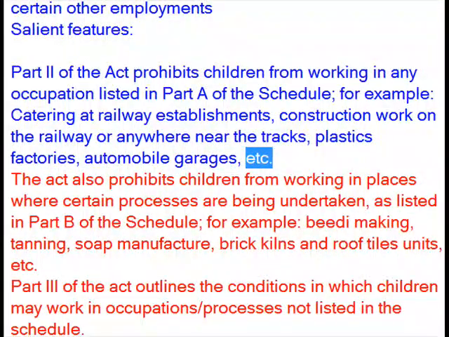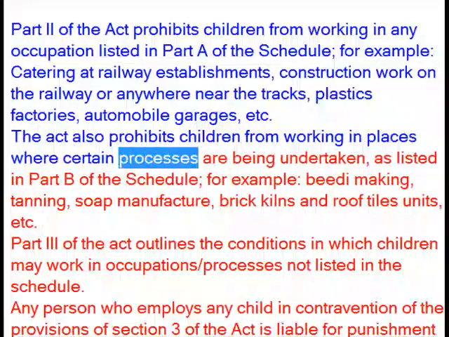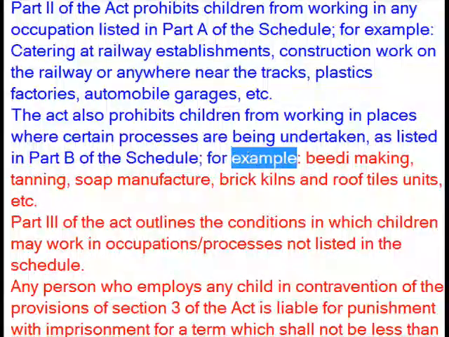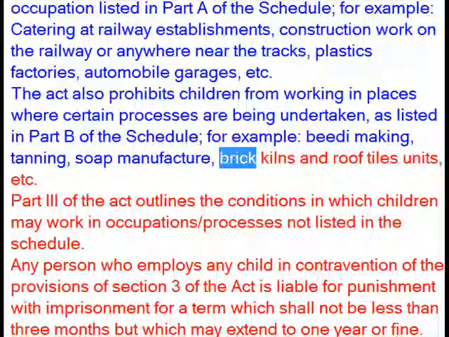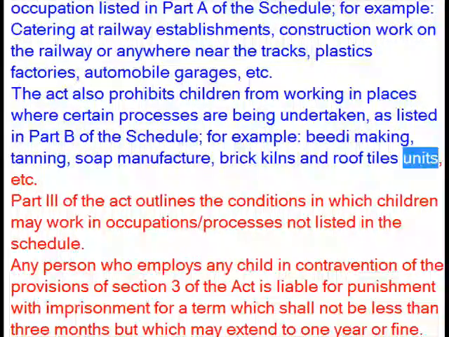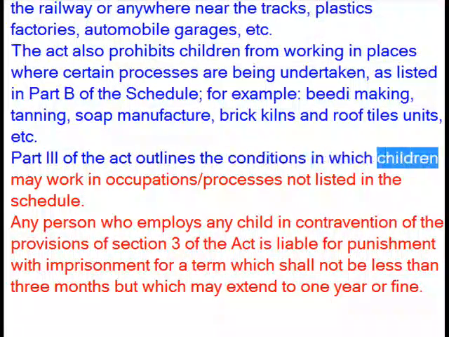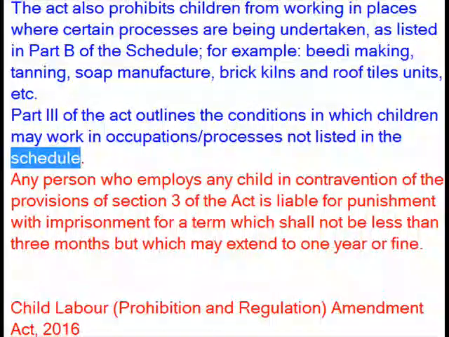The Act also prohibits children from working in places where certain processes are being undertaken, as listed in Part B of the schedule. For example, bead making, tanning, soap manufacture, brick kilns and roof tiles units, etc. Part III of the Act outlines the conditions in which children may work in occupations/processes not listed in the schedule.